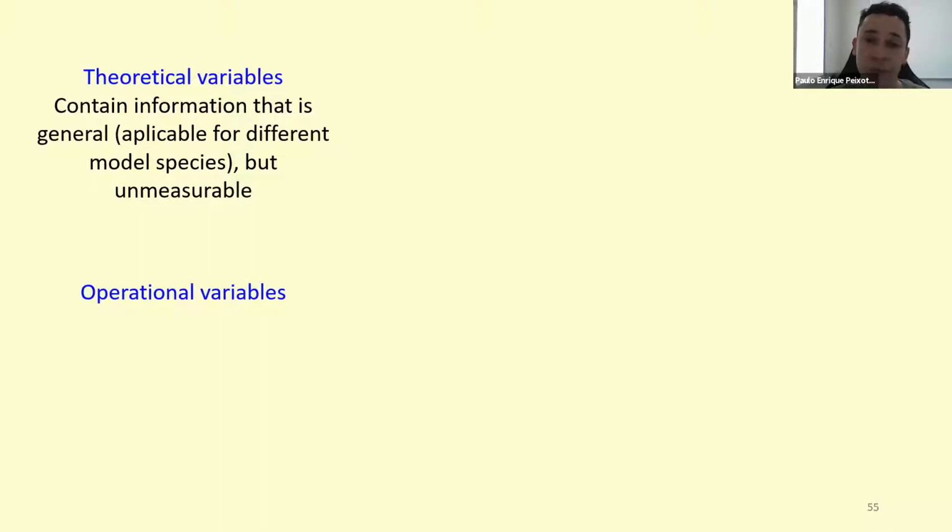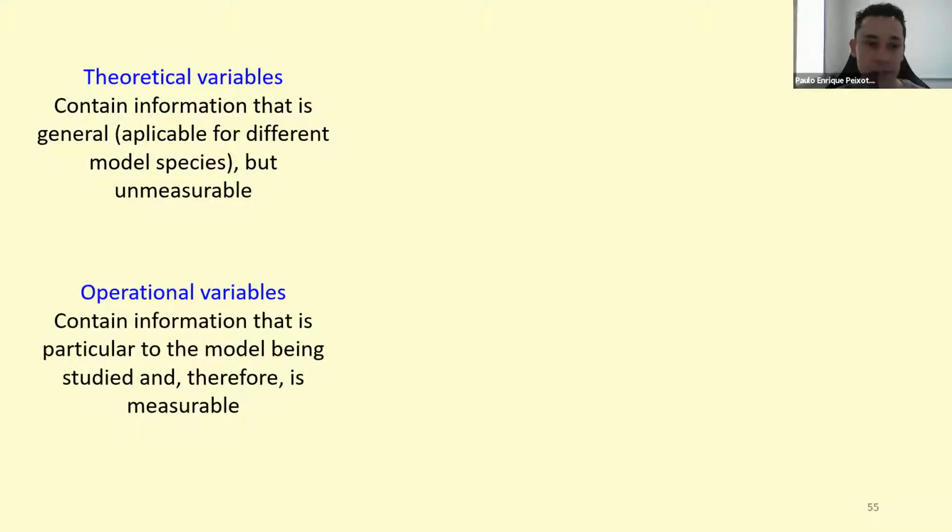When I think about an operational variable, it is a little different because an operational variable should contain information that is particular to the model, to the species that I intend to study. It can be replicated in some species, but it is not its main purpose. But for this reason, it is measurable, okay? So when I use a theoretical variable, I'm more interested in providing general information. And when I'm using an operational variable, I'm more interested in measuring or estimating the theoretical variable in my study.